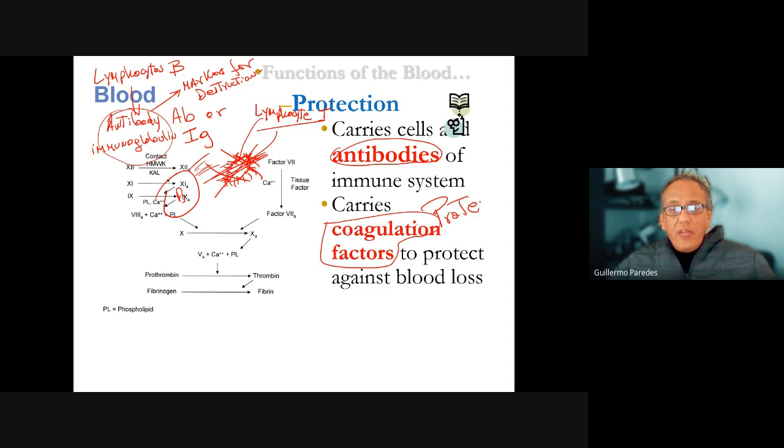Proteins. Where are these coagulation factors produced? The coagulation factors are produced in the liver. The liver has the coagulation factors. These proteins are produced by the liver, and they contribute to the coagulation process.